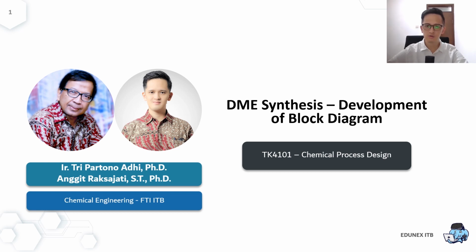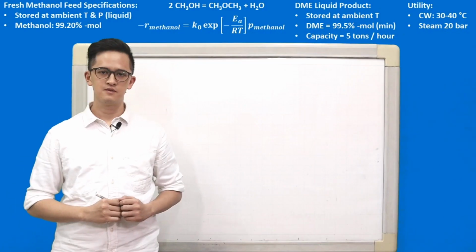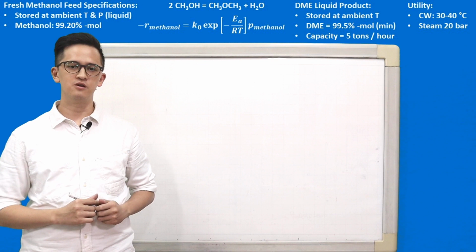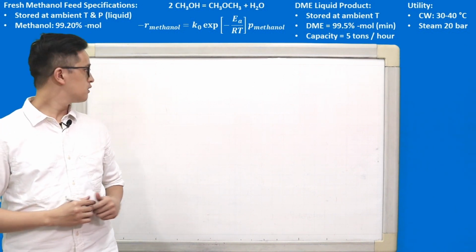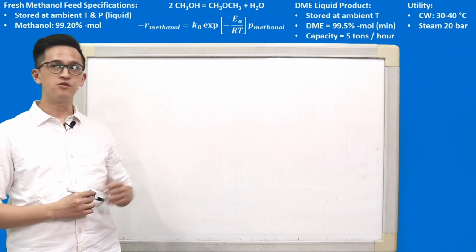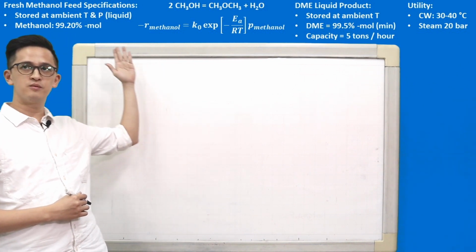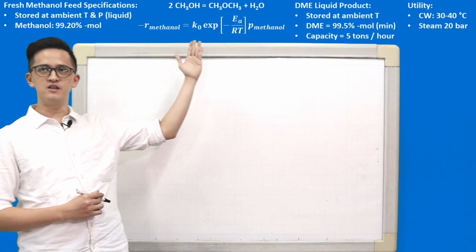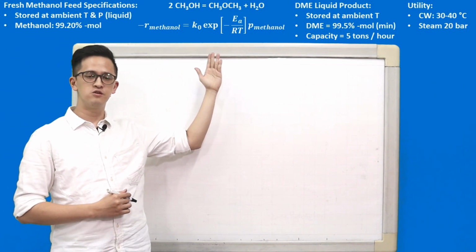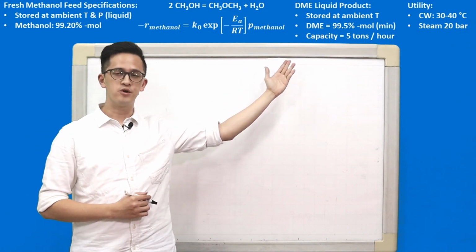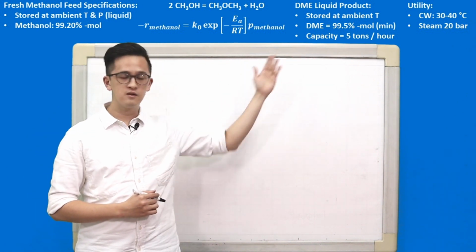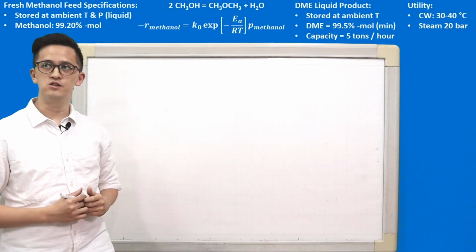In this video, I'm going to present you the development of the block diagram for the DME synthesis from methanol. Okay, so let's start with the development of the block diagram and the operating condition for each of the main equipment. All the important information is already provided at the top of your screen, starting from the condition of your feed, and then this is the expression for the reaction, including the power law equation, and then you have the specification for the product, and at the right corner of your screen, it is for the utility available.